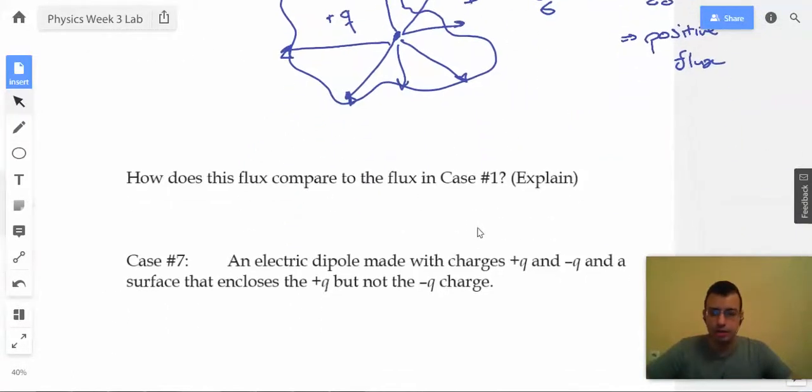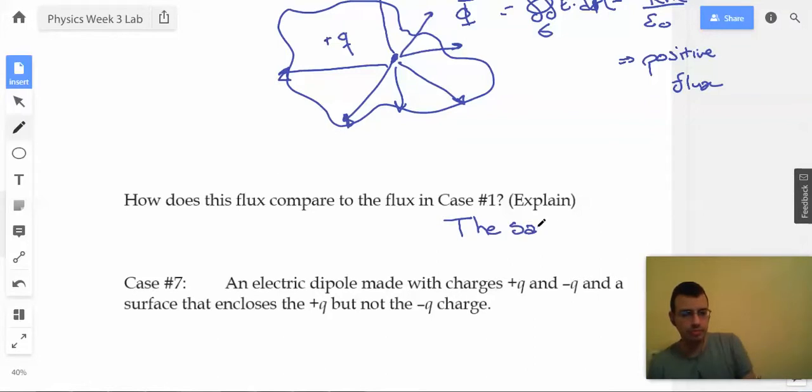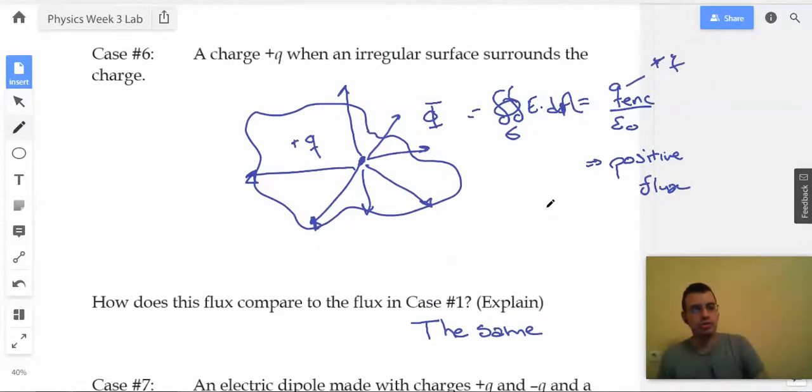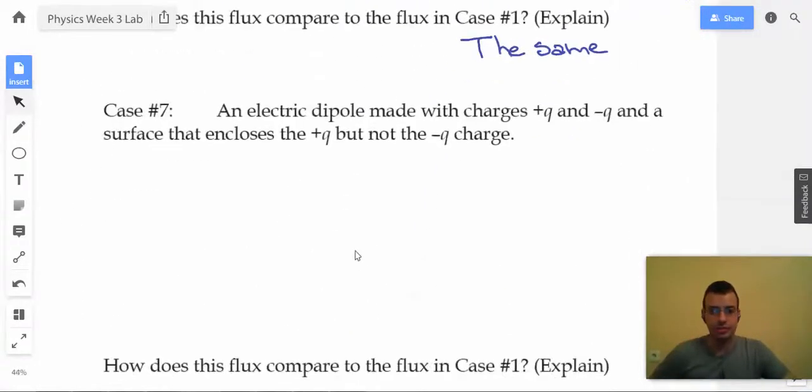All right. How does the flux compare to the flux in case 1? The same. Same flux, because all we're looking for is Q enclosed, epsilon naught, and flux. So Q enclosed is going to be the same. Epsilon naught is a constant, so it will always be the same. And therefore the flux will be the same.